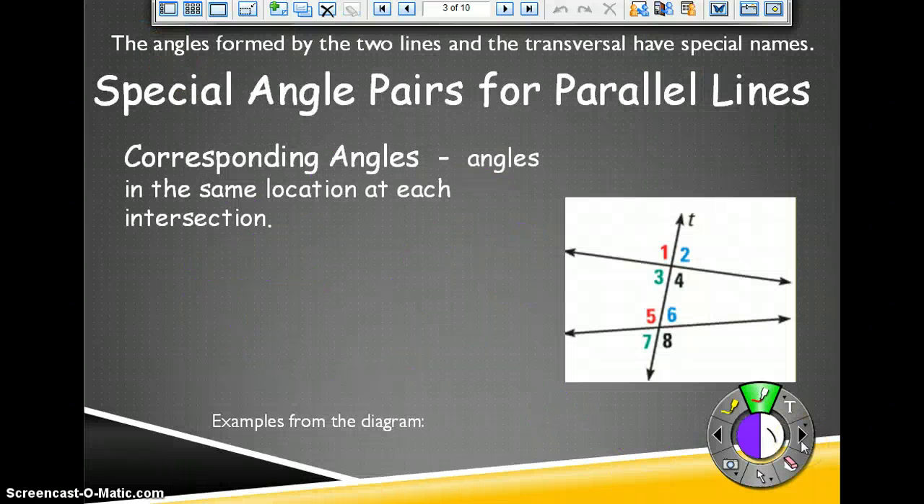All right, so let's look at special angle pairs. Special angle pairs are going to be angle pairs that are formed when you have two lines cut by a transversal. So our first one is corresponding angles. These are angles that are in the same location at each intersection. So if I draw a picture, maybe here's my transversal. I have a line here, I have a line here, here's L and M.